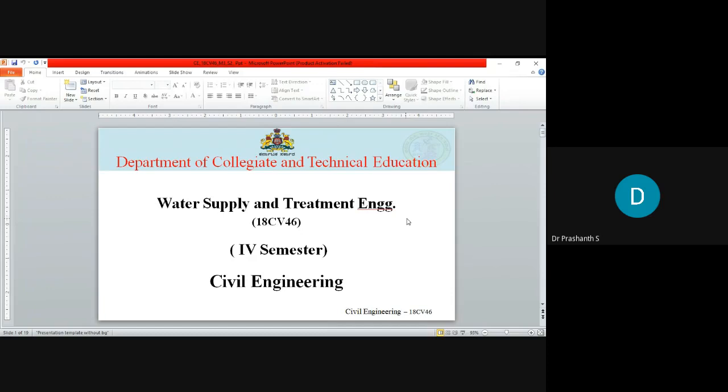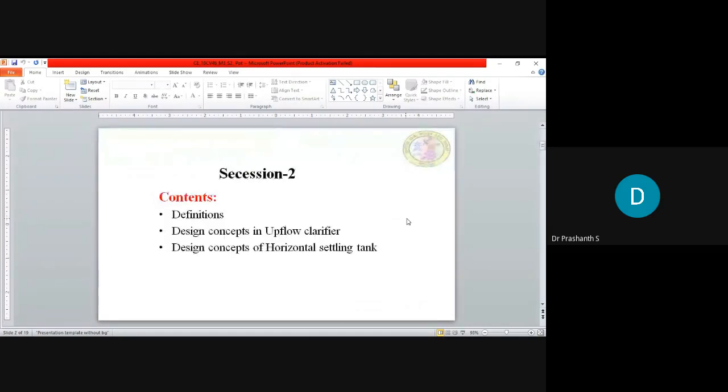So here in session 2, we are going to discuss some definitions we have discussed in the previous session. We'll recall them. It is very useful for the design purpose, and design concepts in the upflow sedimentation tank, and what are the design concepts of horizontal flow sedimentation tank.